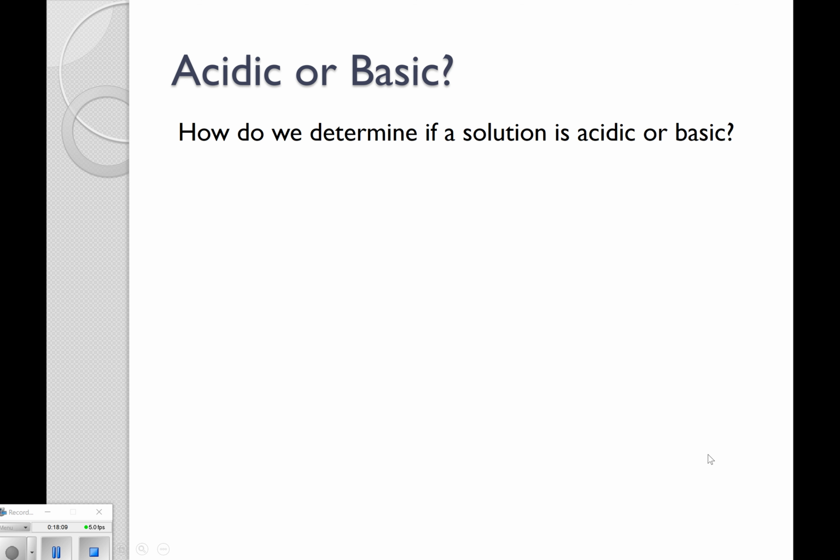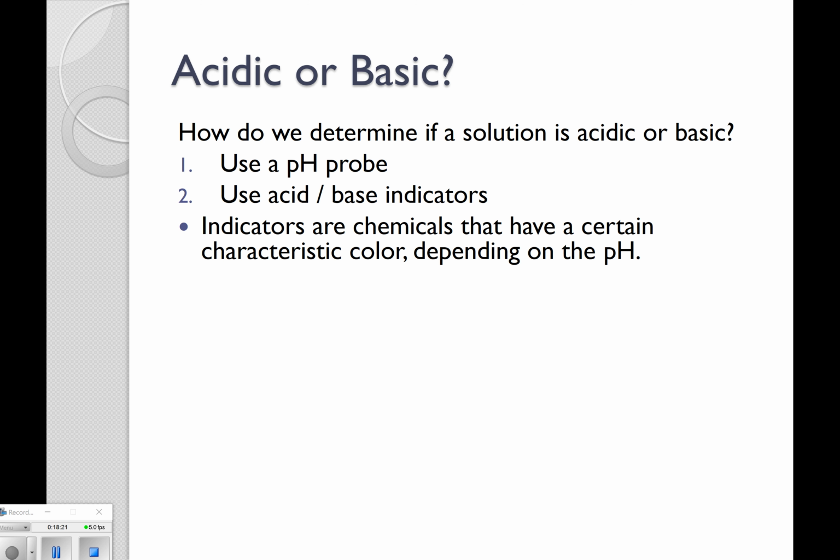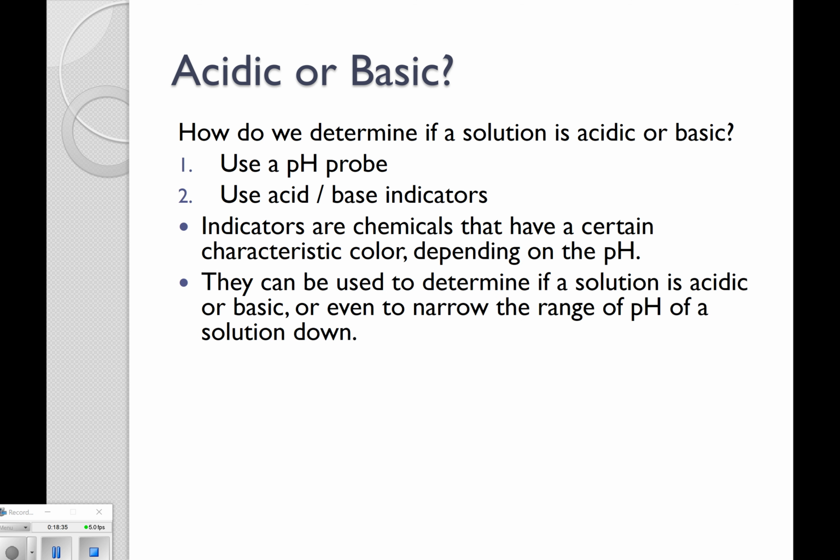And the last thing we'll talk about is how we can determine if a solution is acidic or basic. We just saw we could use a pH probe, which is pretty nice because it gives us a quick, easy digital readout of what the pH is. But we can also use acid-base indicators, which is much more practical and cheaper to use, although a little less accurate. Now, the indicators are chemicals that have a certain color that is shown depending on the pH of the solution in which it's inserted.